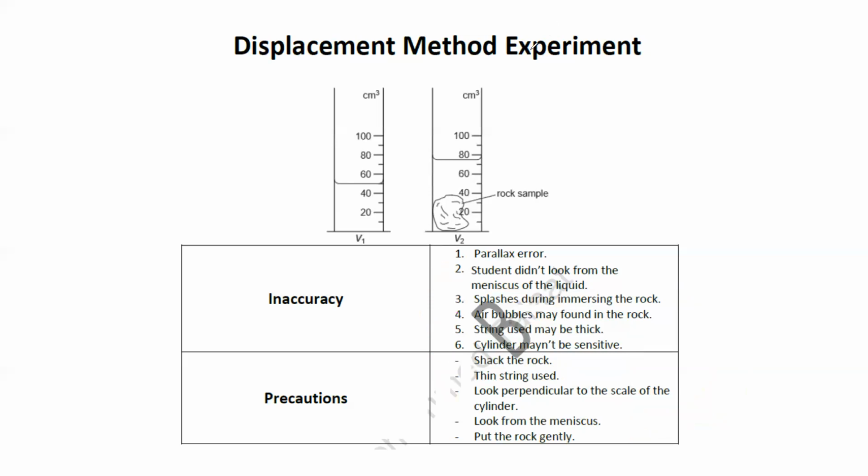Is it clear? The displacement method to find the volume of an irregular solid by using a measuring cylinder. Is it clear to everyone? Any doubt about the inaccuracy and the precaution? Inaccuracy means the things which are not correct or which will result in error, and precaution means the things we should do to avoid errors or inaccuracy in the experiment.